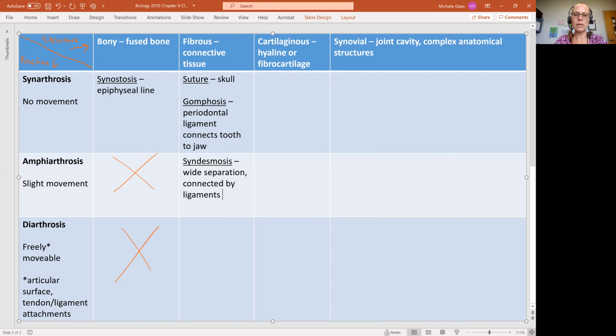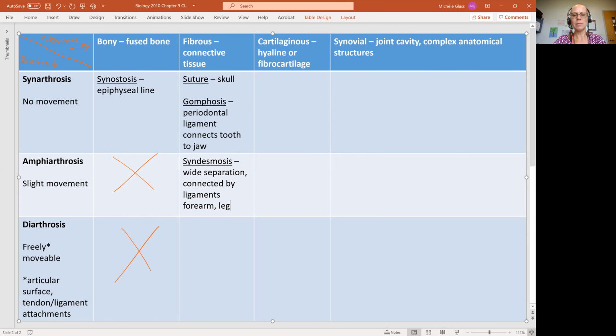And we're going to see this in both the forearm. Okay, so forearm, this is talking about between the elbow and the wrist. This is talking about the connection between the radius and the ulna. So between the radius and the ulna, we have a syndesmosis joint, particularly that distal end. So that's going to be at the wrist end.